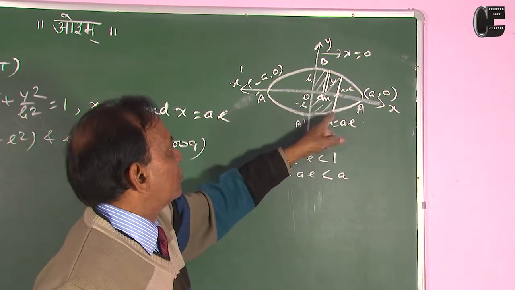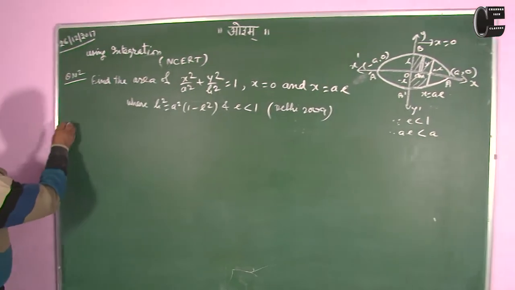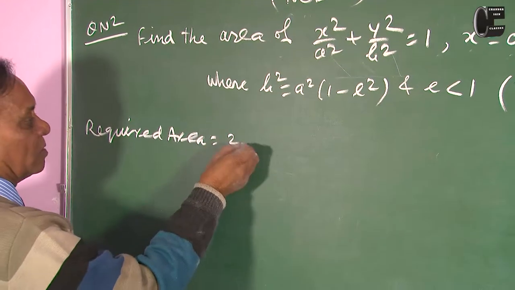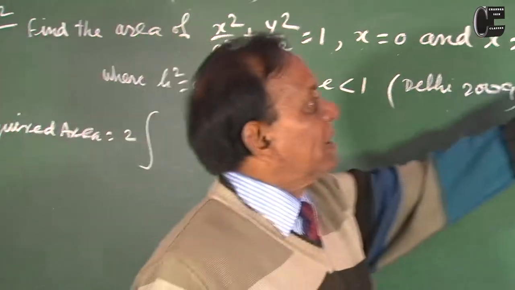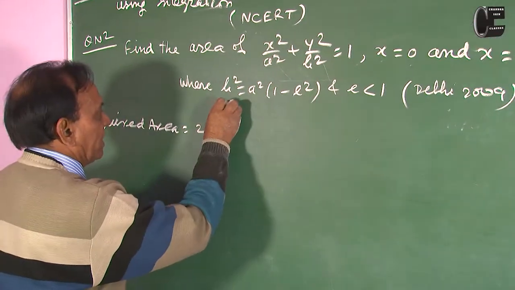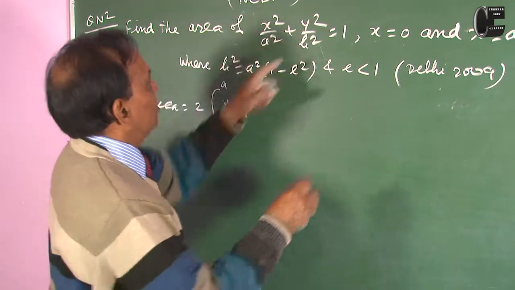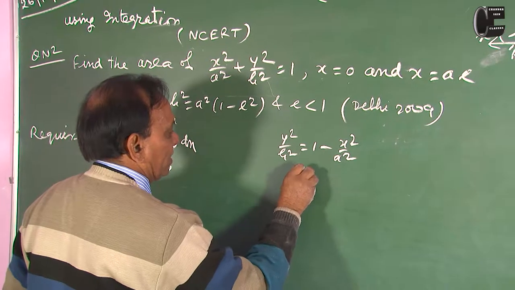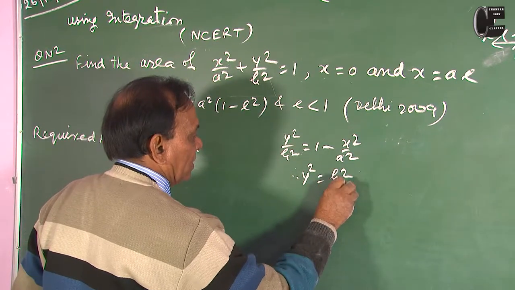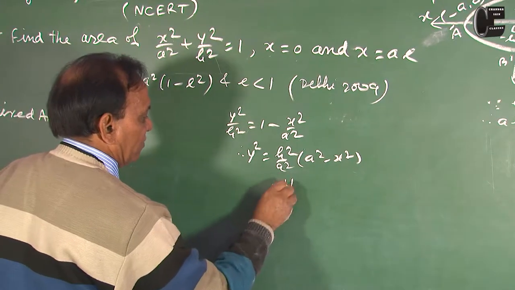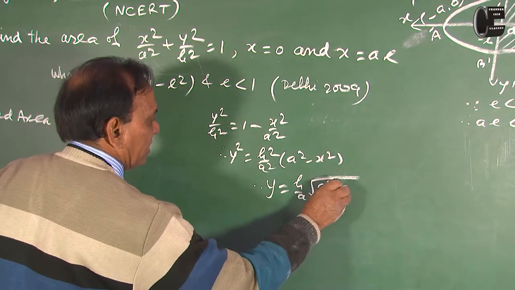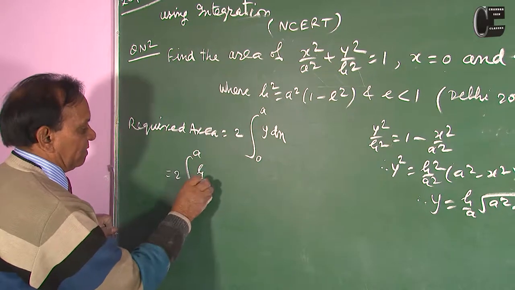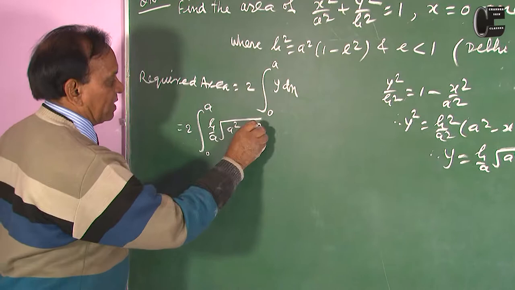Yes, by symmetry, this area equals this area. Therefore, the required area will be equal to two times the integral, with limits 0 to AE, of y dx. Yes, y square by b square equal to 1 minus x square divided by a square. Therefore, y square will be b square by a square into a square minus x square. Therefore, y will be b by a under root a square minus x square. Yes, put here 2, 0 to AE, b by a under root a square minus x square dx.